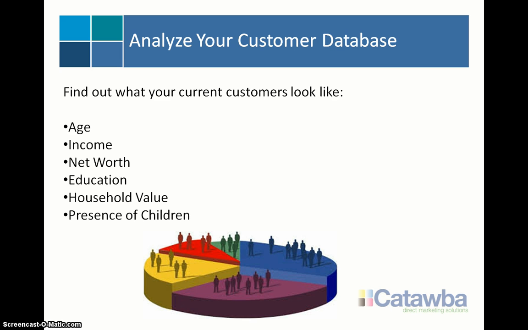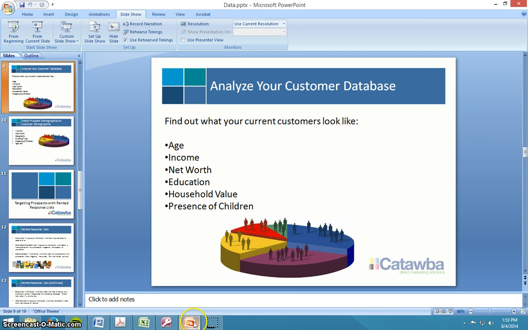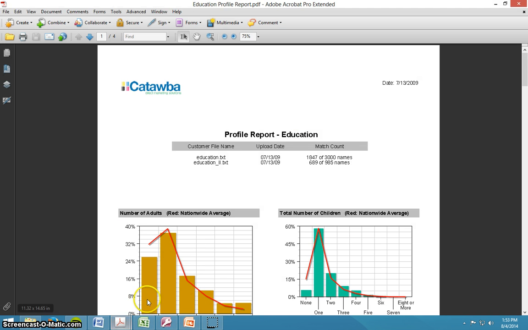What we can do is analyze your customer database and find out what your current customers look like. The reason we do this is that prospects who look like your current customers are more likely to respond to your direct marketing campaign. We can find out age, income, net worth, education, household value, presence of children. I'm going to show a quick example of a report of analytics here.